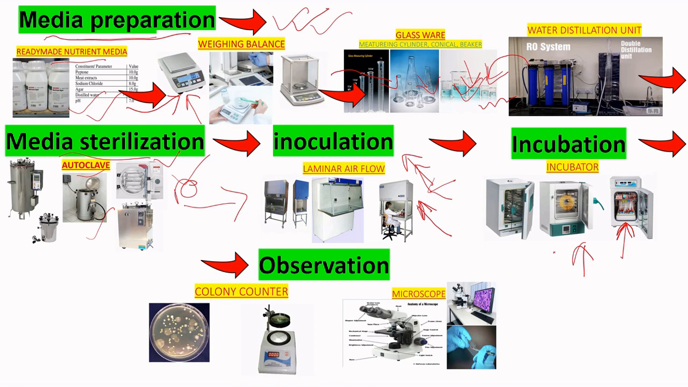After incubation or after growth, we observe whether the microorganisms have grown on our particular media or not. Here, in the petri plate, we will see the colonies that appeared after incubation. We will count these colonies in a colony counter, and after using the colony counter we can observe the result. And if we want to see the morphology of the microorganisms, then we will use a microscope and we can capture the data on our computer.